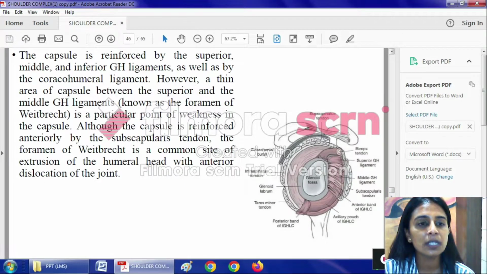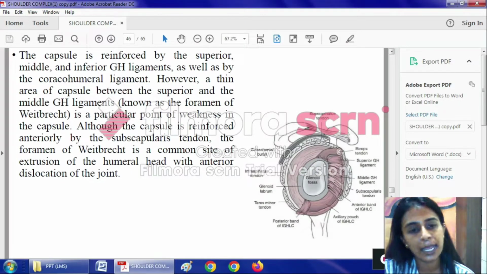The capsule is reinforced by the superior, middle and inferior GH ligament as well as by the coracohumeral ligament. However, a thin area of capsule between the superior and the middle glenohumeral ligament is a particular point of weakness in the capsule, although the capsule is reinforced anteriorly by the subscapularis tendon. The foramen of Weitbrecht is a common site of extrusion of the humeral head with anterior dislocation of the joint.